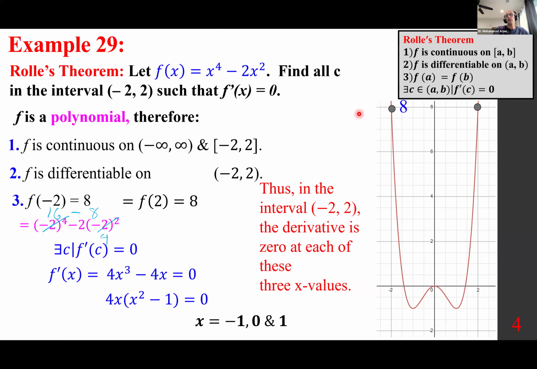So that means if you connect them, it becomes a line which is parallel to the x-axis. It's a horizontal line. That's the meaning of it. F prime is 0, and that's what this is all about. So at -1, at 0, at 1. So over here, that means here and here.